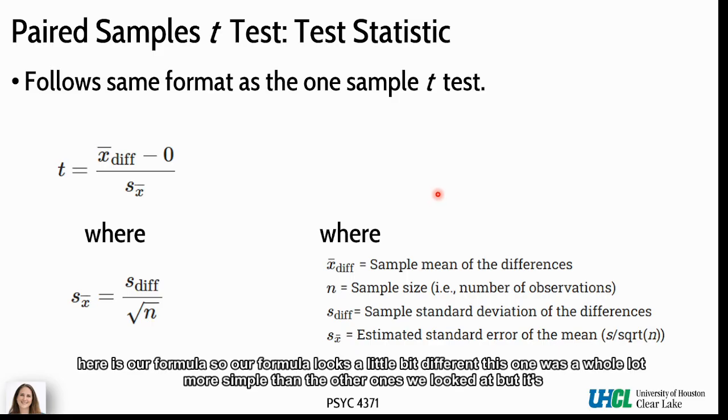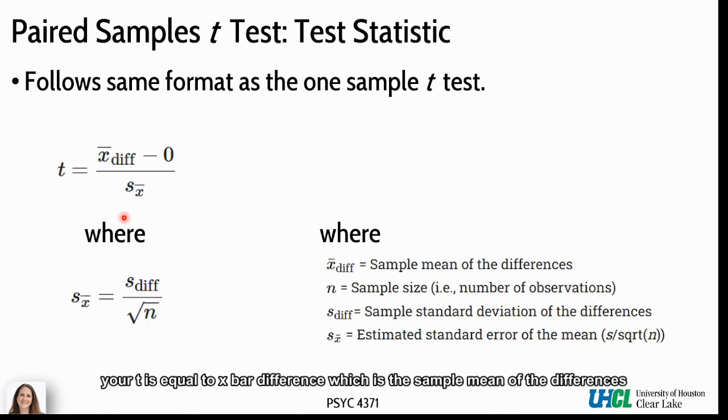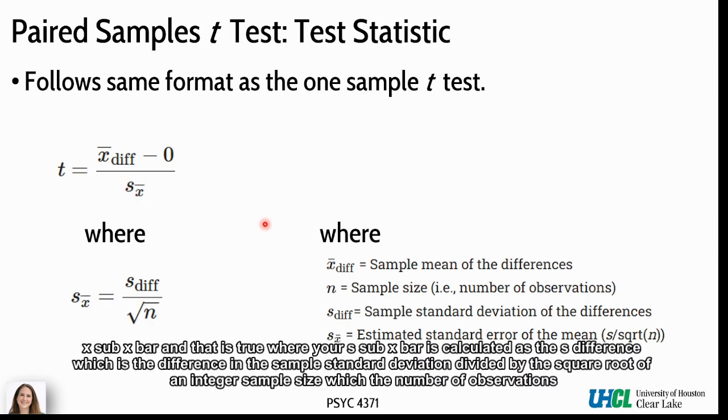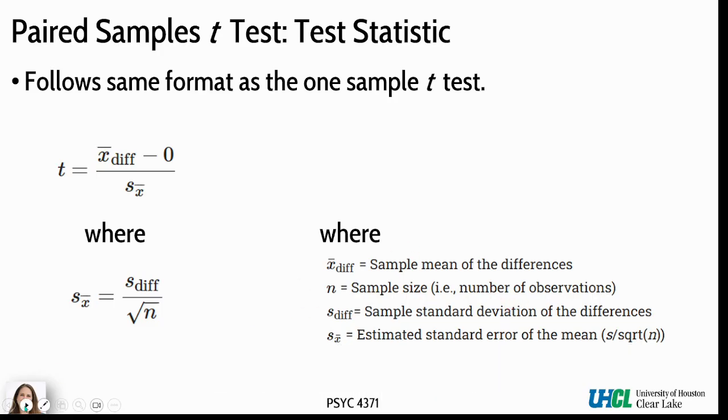Here is our formula. So our formula looks a little bit different. This one looks a whole lot more simple than the other ones we looked at, but it's your T is equal to X bar difference, which is the sample mean of the differences, minus 0 divided by your estimated standard error of the mean, so S sub X bar. And that is true where your S sub X bar is calculated as the S difference, which is the sample standard deviation of the differences, divided by the square root of N. N is your sample size, which is the number of observations.